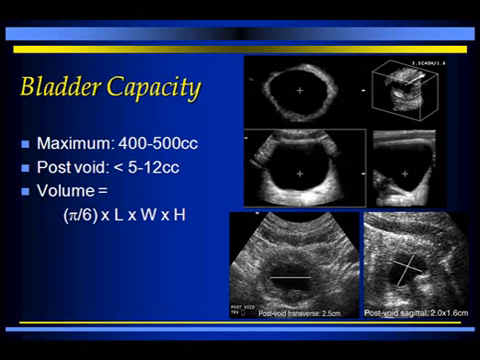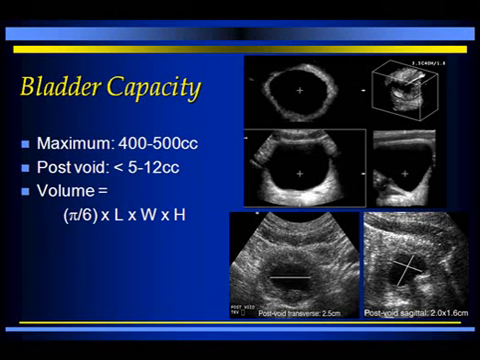The bladder capacity for most people maxes out around 400 cc's. So 400 to 500 cc's is usually the maximum bladder capacity that we'll see. On a full bladder, you should be able to calculate that volume. On a post-void, you want to see the bladder empty completely so that there's less than about 10 cc's left in the bladder, and normal values are post-void residual of less than 5 to 12 cc's. When that post-void residual is greater than 50 cc's, that's called remarkably abnormal.